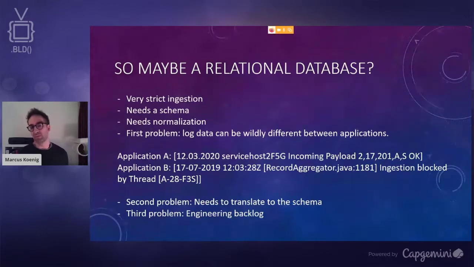And then also, the log data can be wildly different, as said before, between the different outputs of the software. So you could, for example, have application A that prints out incoming payload and some numbers and an OK. And then you have application B that just prints out the name of a Java file with some line number and ingestion blocked and a thread number. The only thing that is really consistent in both log lines is that they both have some sort of timestamp in the beginning, and even these timestamps differ.